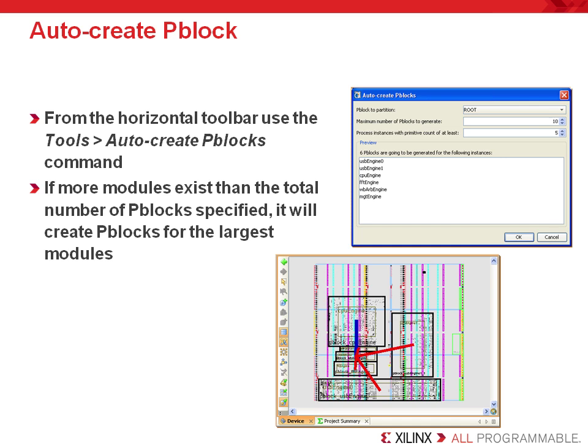To run the AutoCreate Pblocks command, from the horizontal toolbar, use the Tools, AutoCreate Pblocks command. In the dialog box, review the options with which you can define the maximum number of Pblocks to create and specify the minimum Pblock size. If more modules exist than the total number of Pblocks specified, it will create Pblocks for the largest modules.